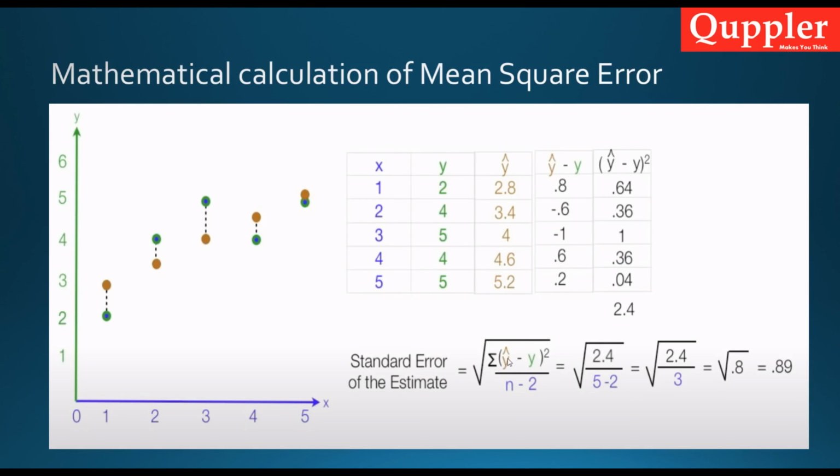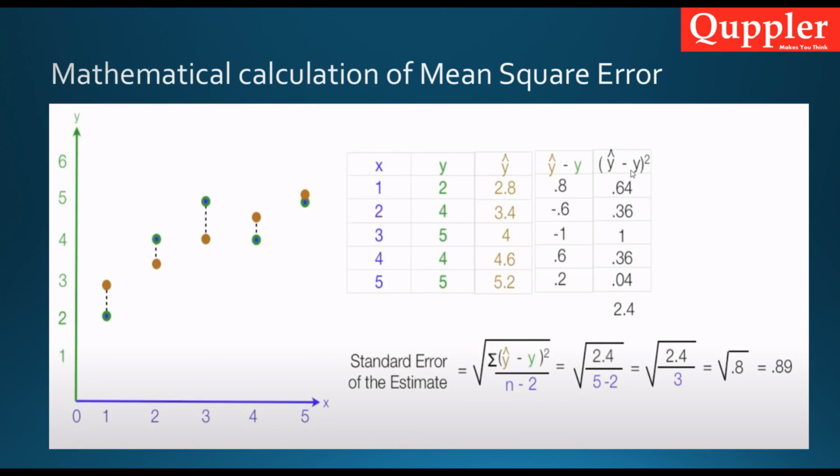Now we need to calculate y cap minus y. First we do that, and similarly we find y cap minus y for all the data points. Once we have that, we need to do (y cap minus y) whole square. Then we do the square of these points. Let's say 0.8 whole square is 0.64. Minus 0.6, if you square it, this negative sign is removed, that is 0.36. Similarly for minus 1, that would be 1, 0.6 gives 0.36, and 0.2 gives 0.04. Then we need the summation of all the data points.